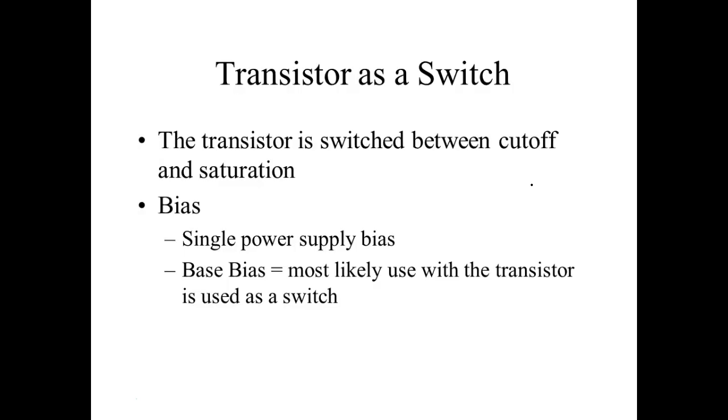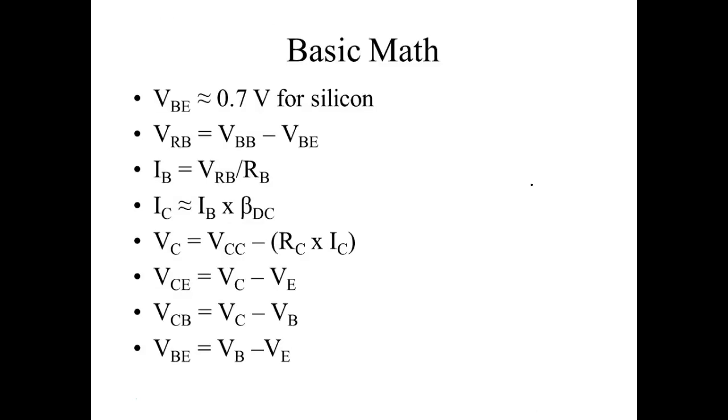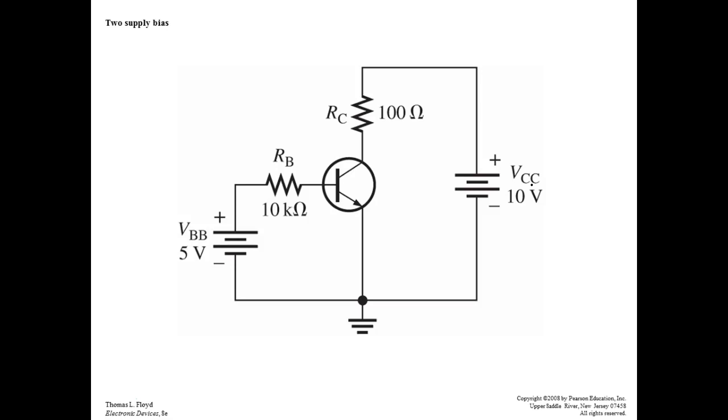Transistor switches, single power supply bias. So when we back here, the way we first teach transistors, we teach it with two sources. But in real life, you're not going to run into this, right? Y'all understand that? So how would we bias this with a single power source?